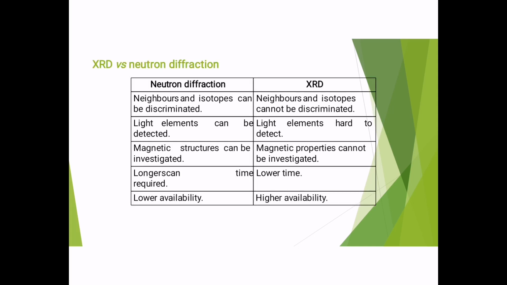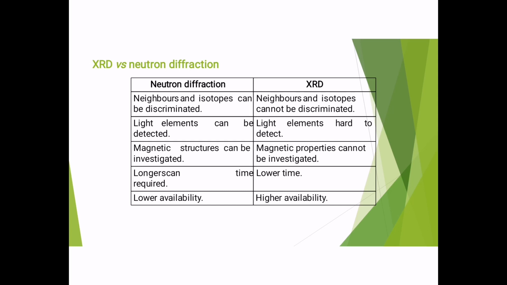Next is the difference between XRD and neutron diffraction techniques. There are mainly 5 points. The first point is that in neutron diffraction, neighbors and isotopes can be discriminated, while in X-ray diffraction, neighbors and isotopes cannot be discriminated. Light elements can be detected in neutron diffraction, while in XRD, light elements are hard to detect.